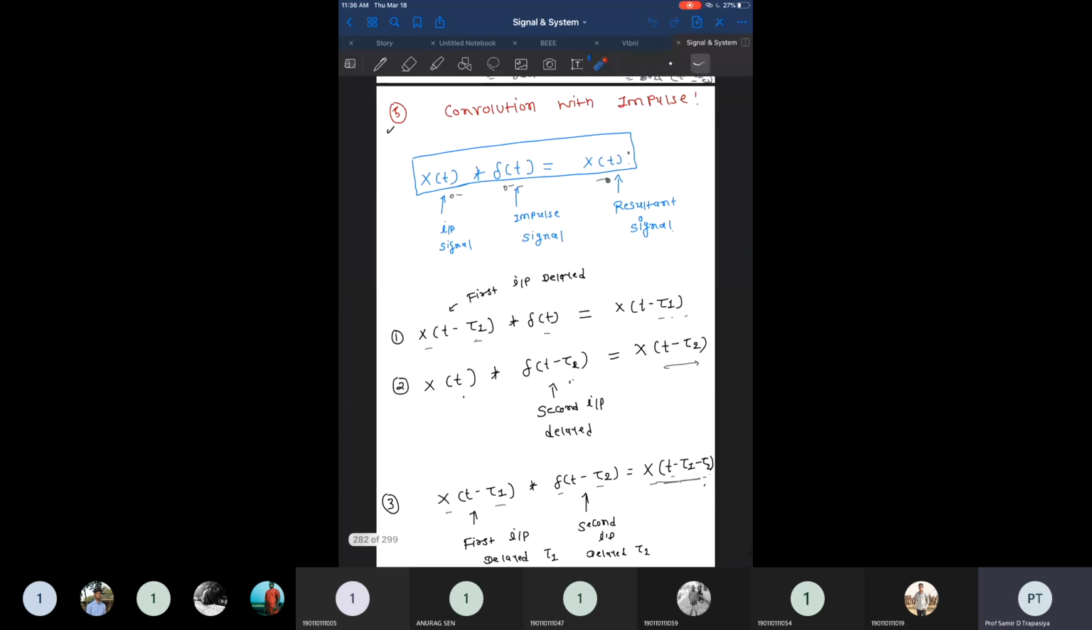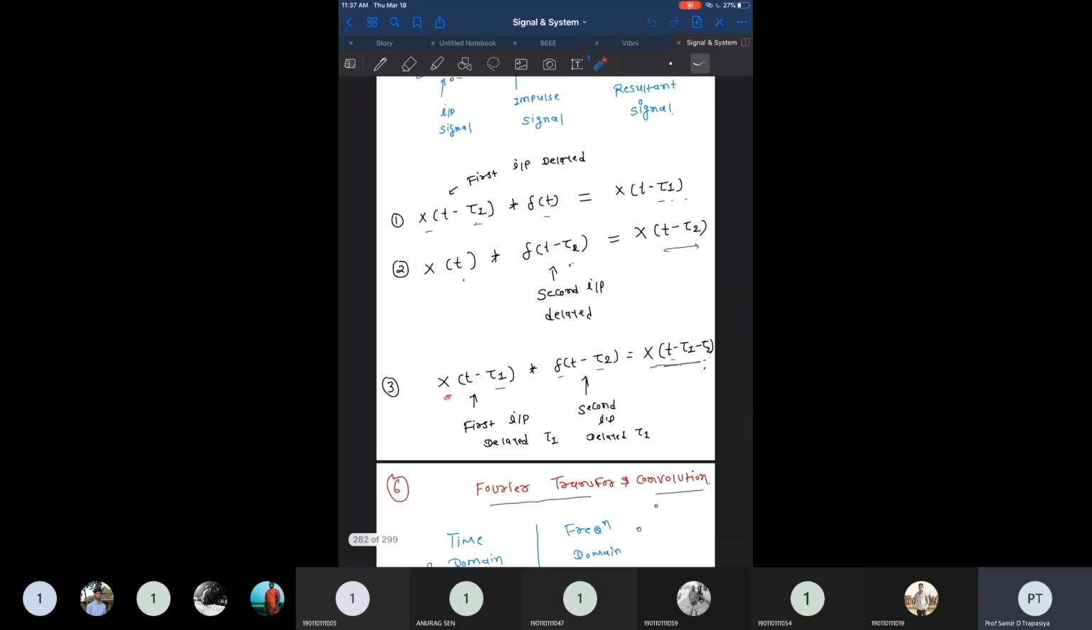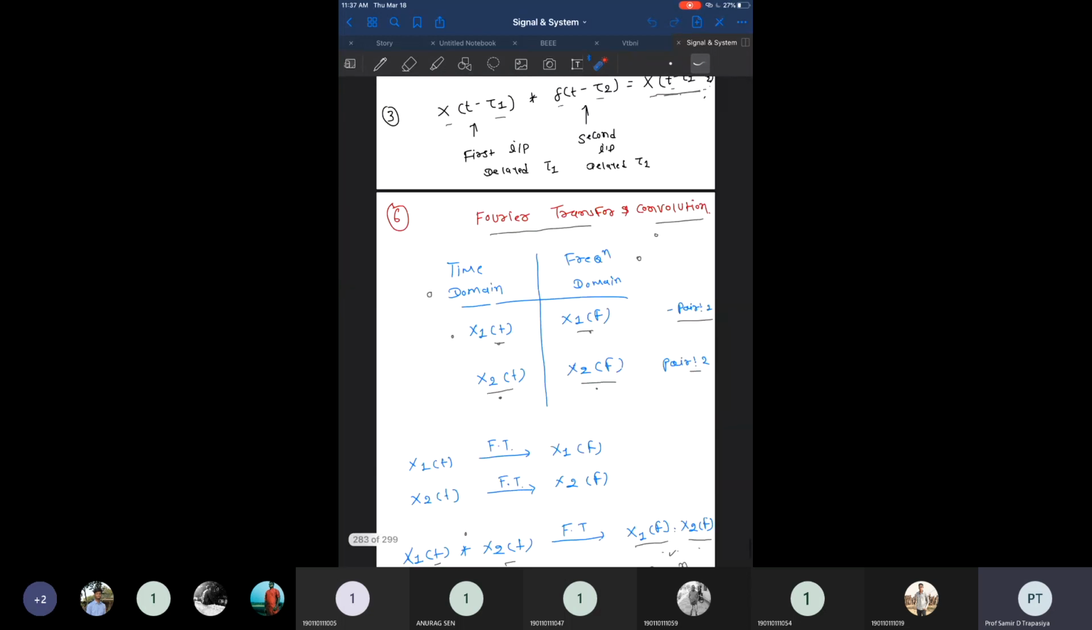So here we have discussed with this property that we have even proved the property of a delay. We have discussed if x of t is delayed by tau1 amount and then convoluted with the delta of t, the output is x of t delayed by the tau1 amount. And the same here, x of t convoluted with the unit impulse which is located at the tau2 place is equivalent to the input x of t delayed by the tau2 amount. Then here we have discussed if the first signal x of t is delayed by tau1 amount and the impulse delta of t is delayed by tau2 amount, so the output x of t is delayed by the equal amount of tau1 plus tau2. That part we have discussed.